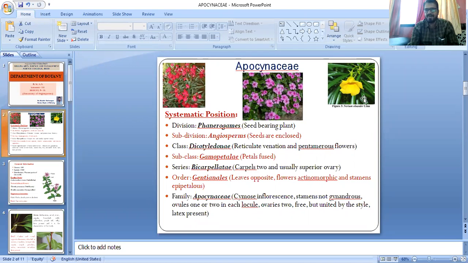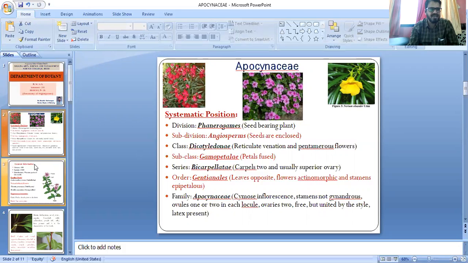Latex is present. What is the latex? Milky latex is present in the stem as well as in the leaf. It is a liquid-like substance, or milky latex, present in the stem as well as in the leaf. That's why this family is included under family Apocynaceae.